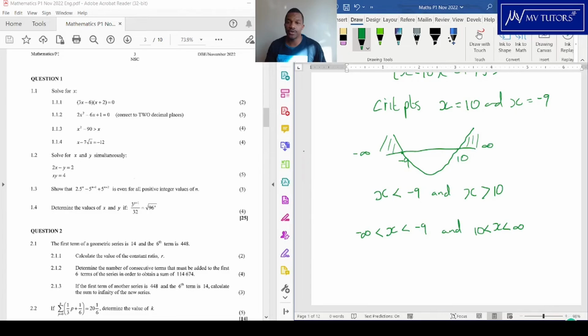A third way you could write this, you could say it's values of x, the element of, now open a circular bracket, minus infinity to minus 9, circular bracket because minus 9 is not included, and values of x.